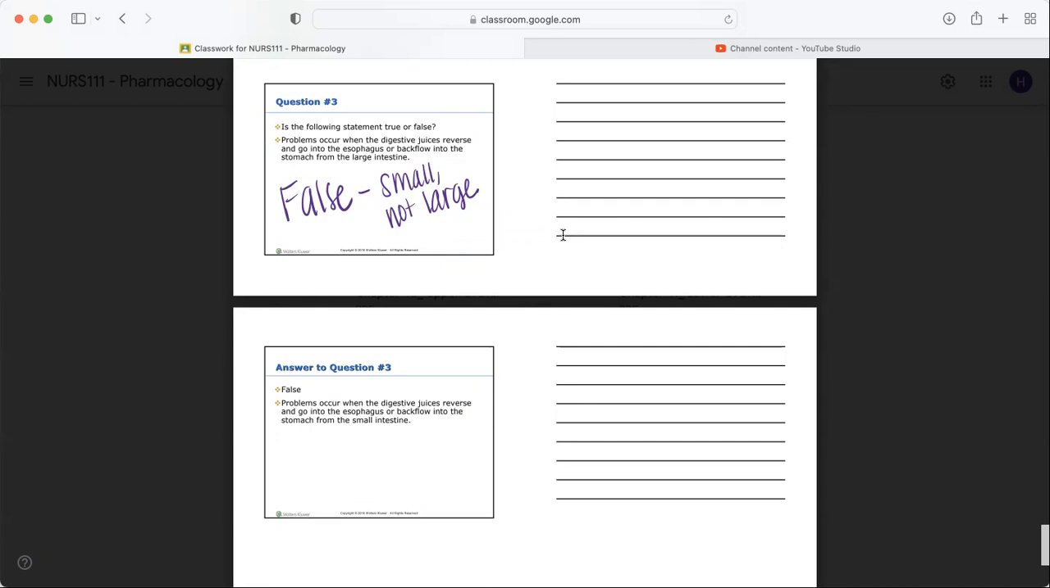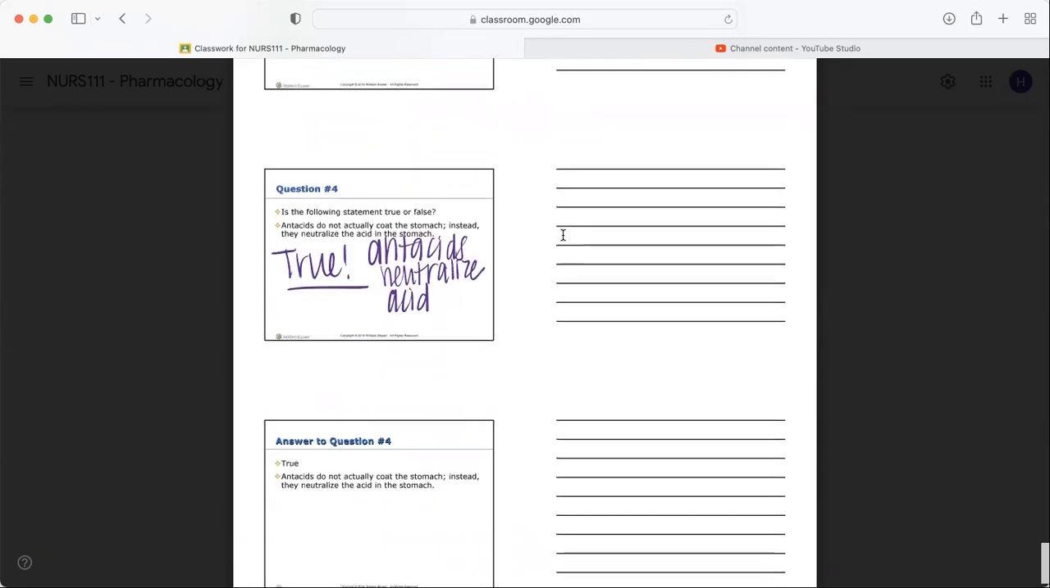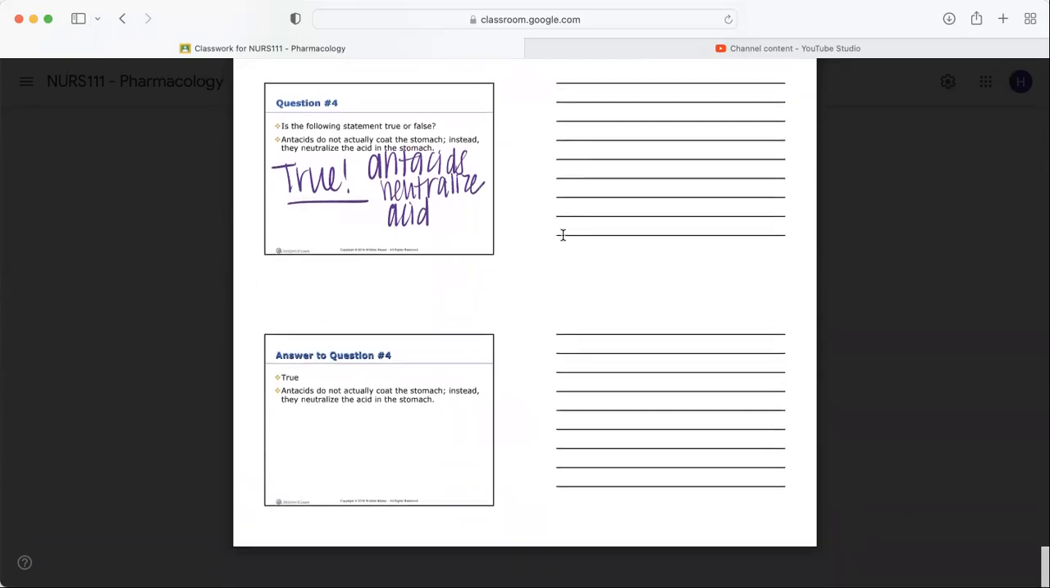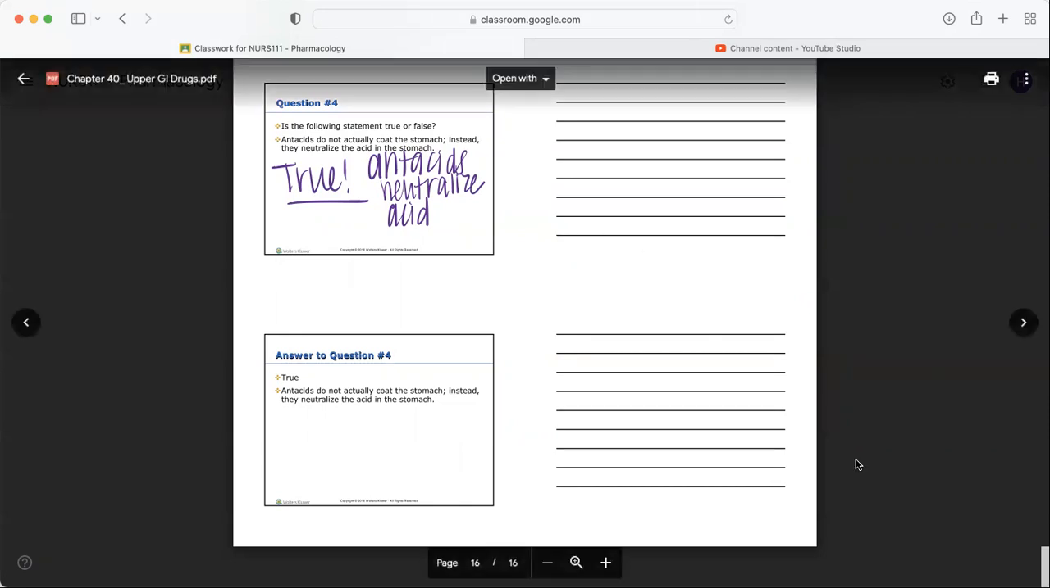Large is last. Large, last. You start small, you get large. So the small comes before the large intestine, right? Okay. And then the truly last question here, question 4, antacids do not actually coat the stomach. Instead, they neutralize acid in the stomach. And that is true. Antacids neutralize acid. Carafate or sucralfate actually does not neutralize the acid. It coats the stomach to protect the stomach. Okay. I think that's it for upper GI medications. I will see you guys in lower GI medications.